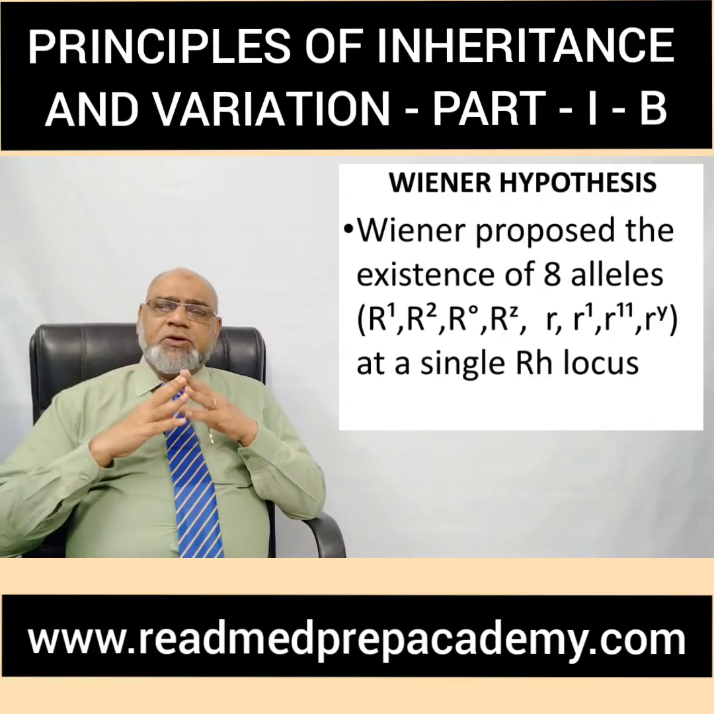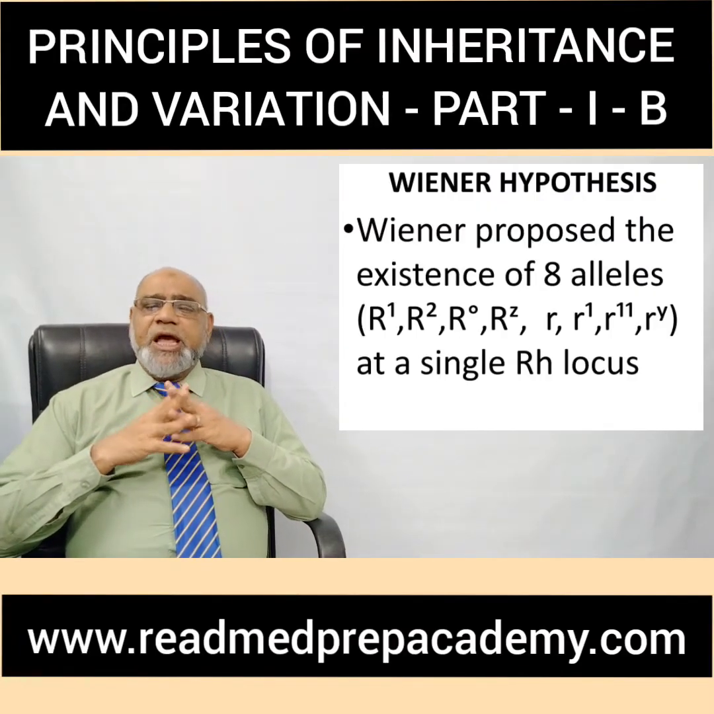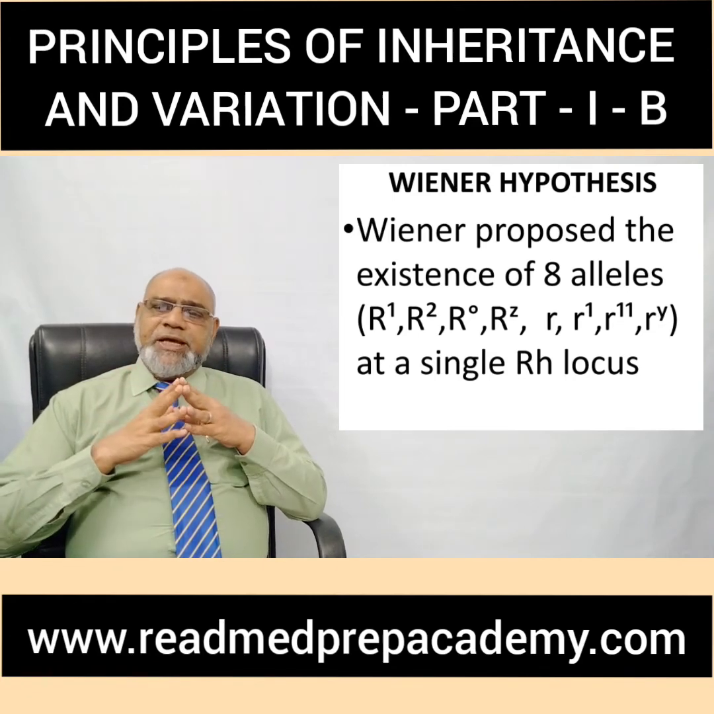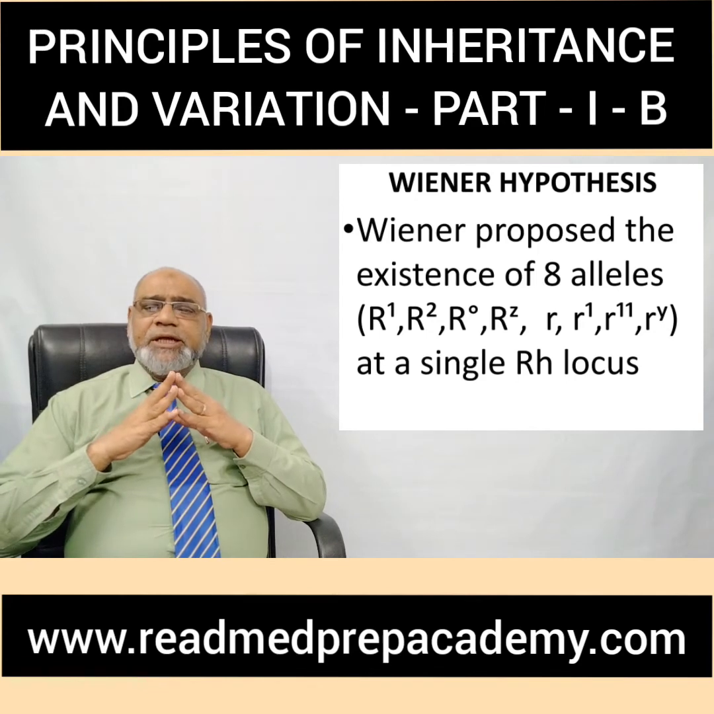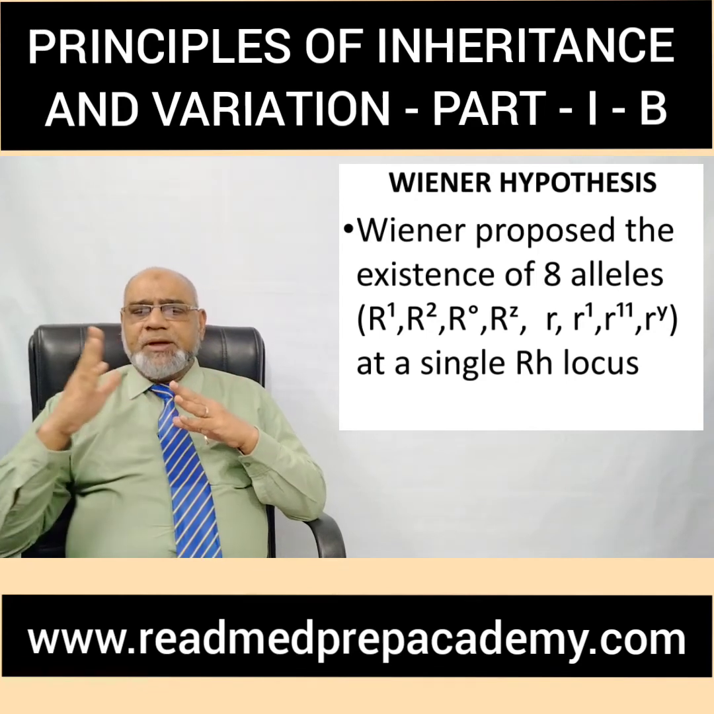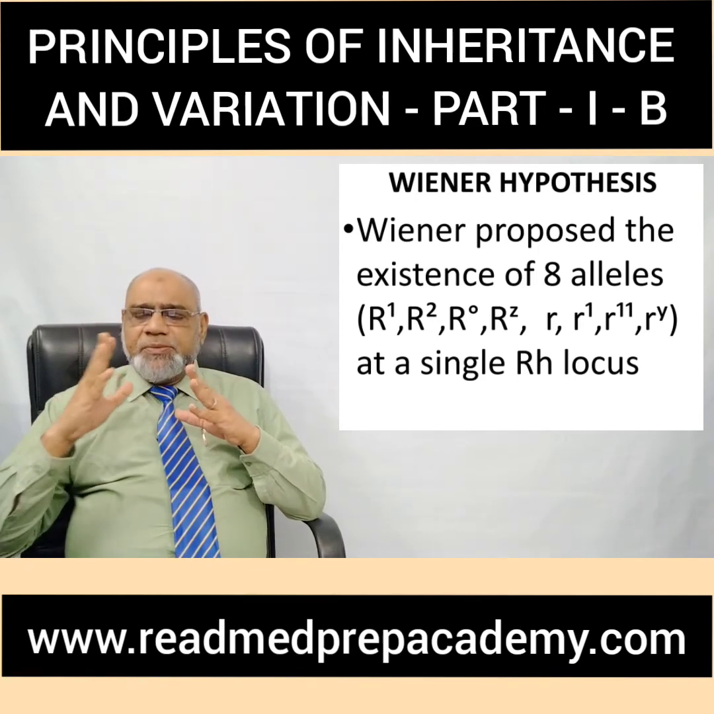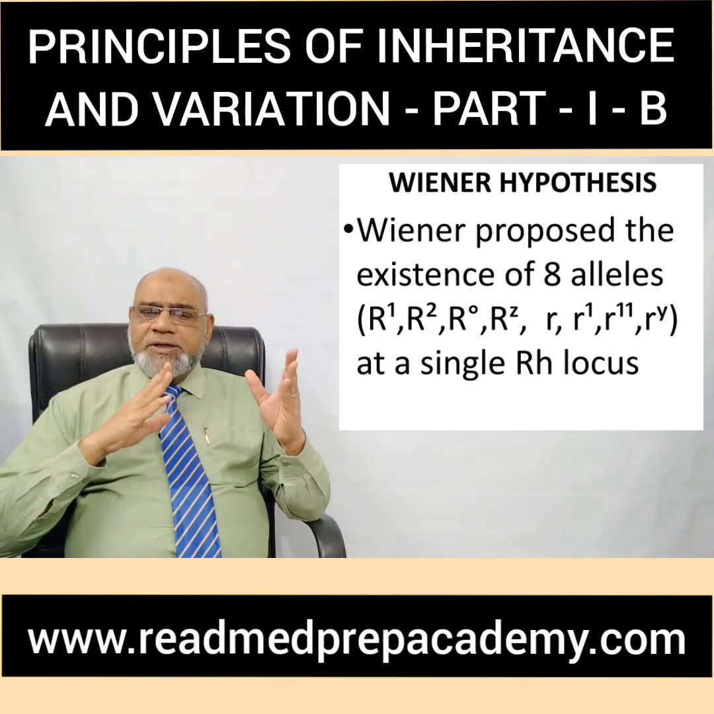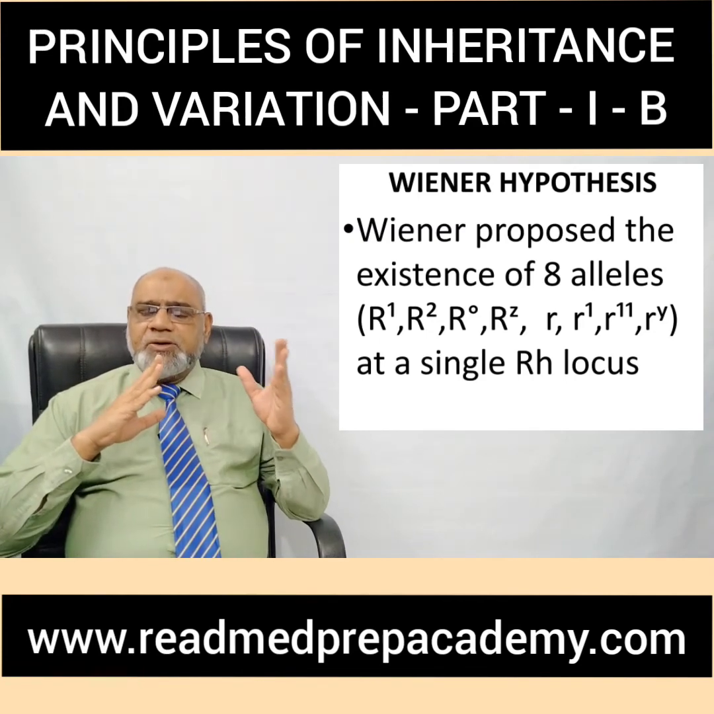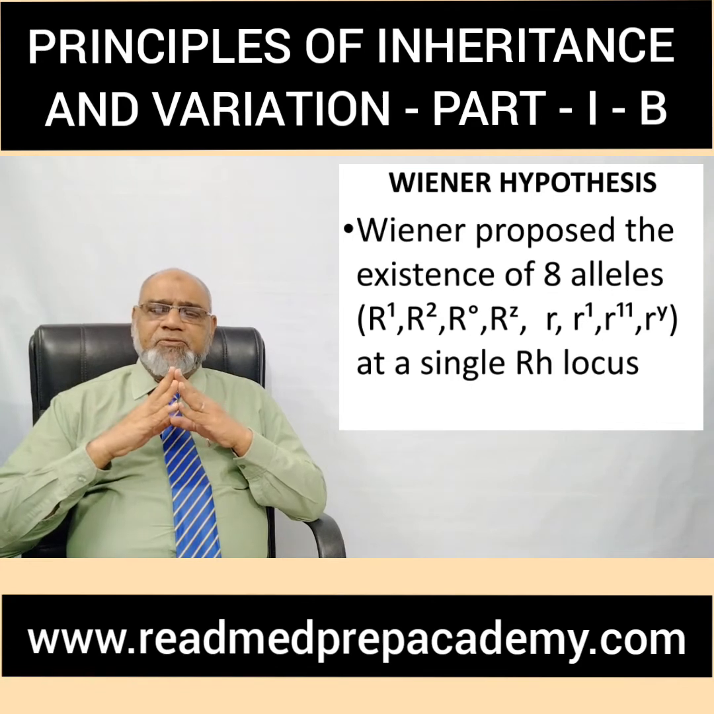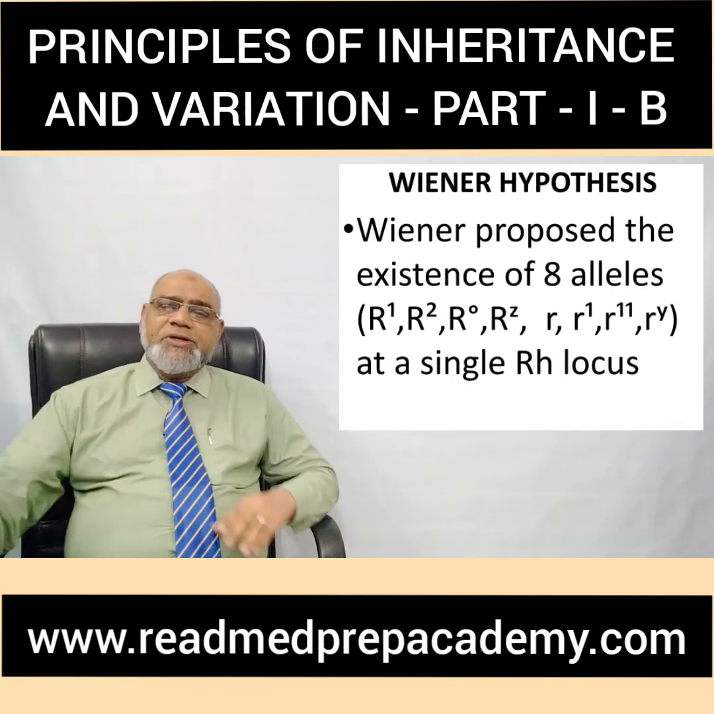Now let us move on to another hypothesis called the Wiener hypothesis. Wiener proposed the existence of 8 alleles: capital R to the power of 1, capital R to the power of 2, capital R to the power of 0, capital R to the power of Z, small r to the power of 1, small r to the power of 11, small r to the power of y, at a single Rh locus.